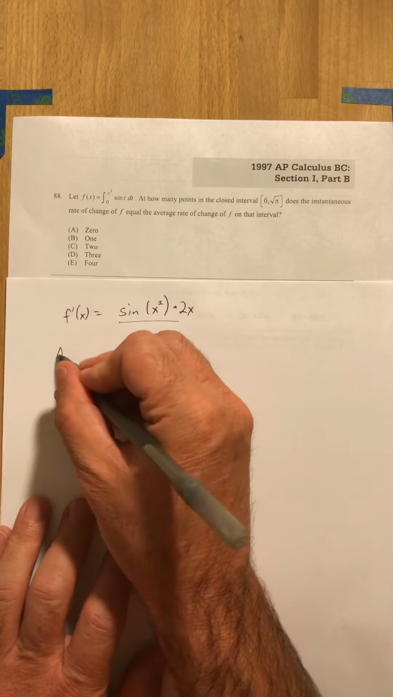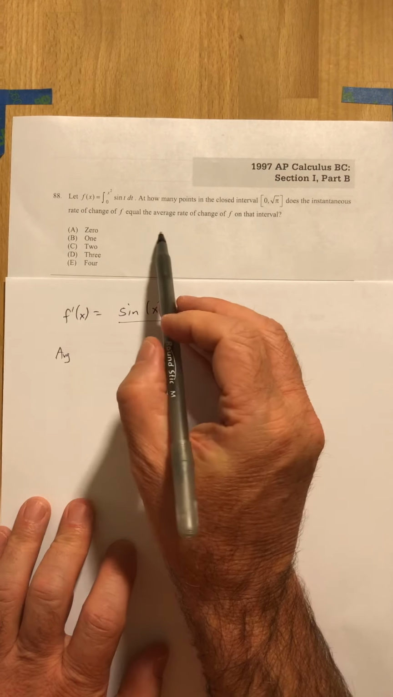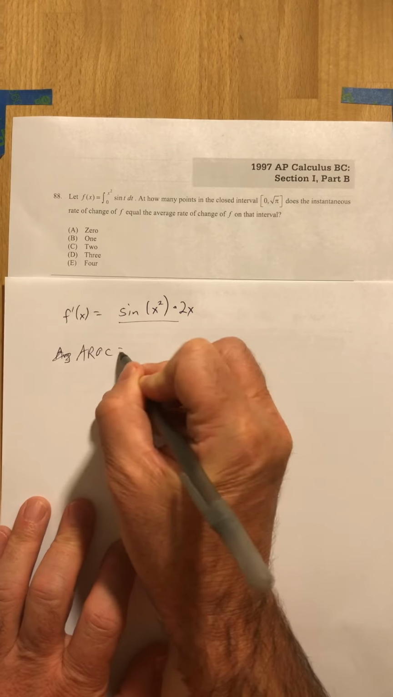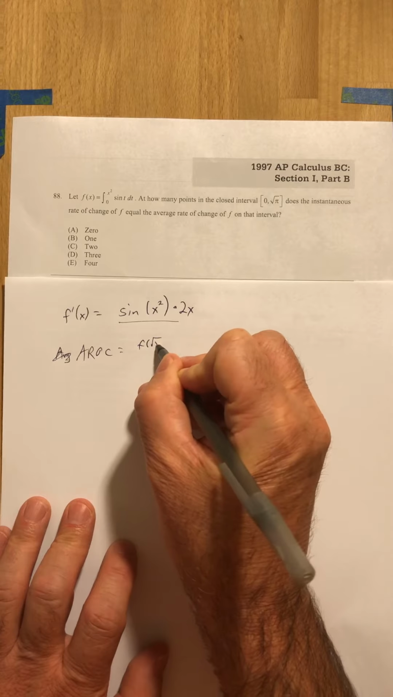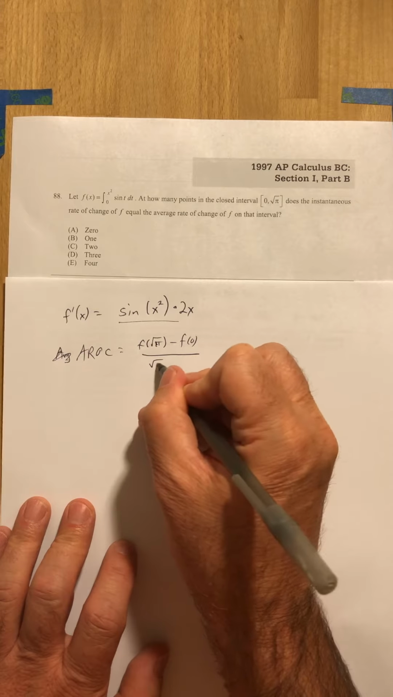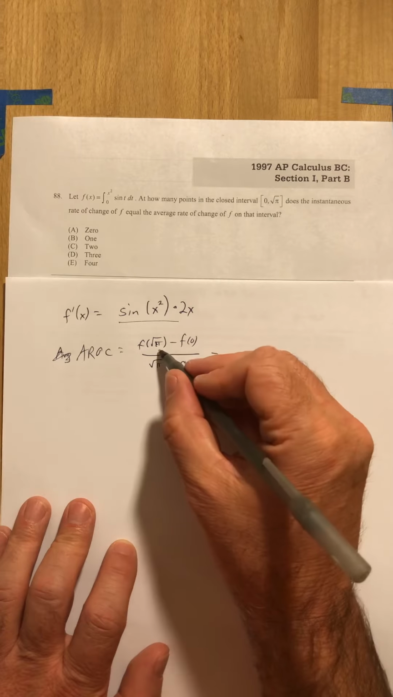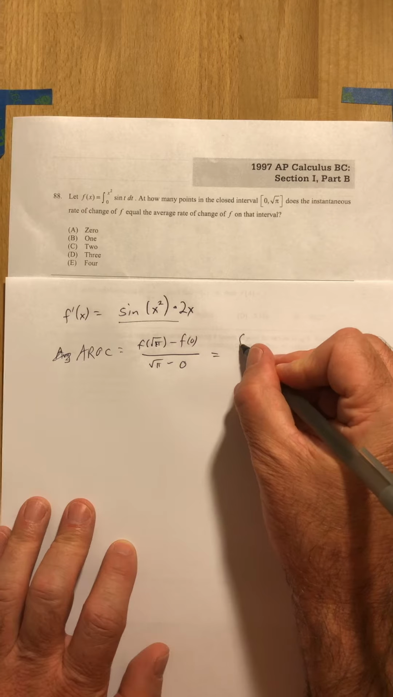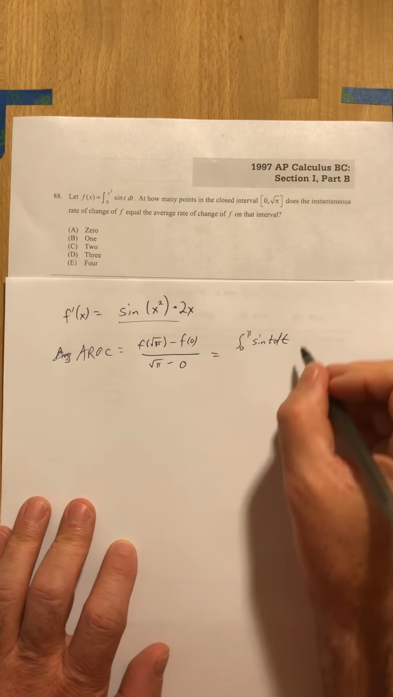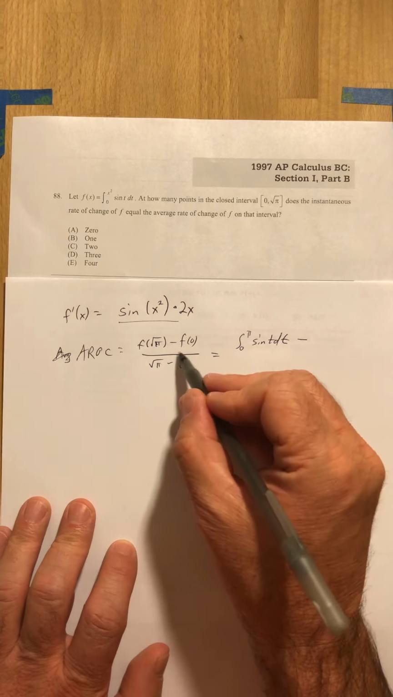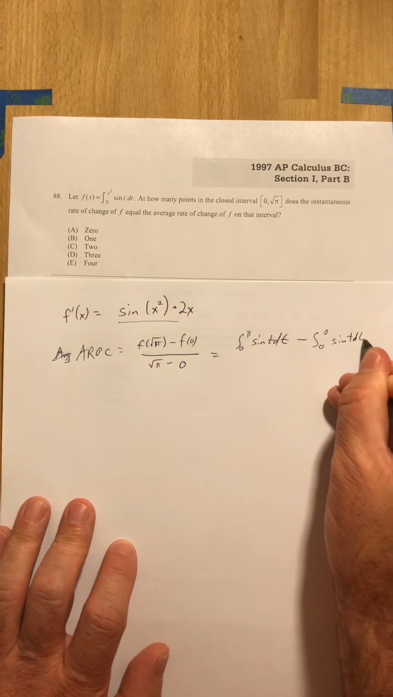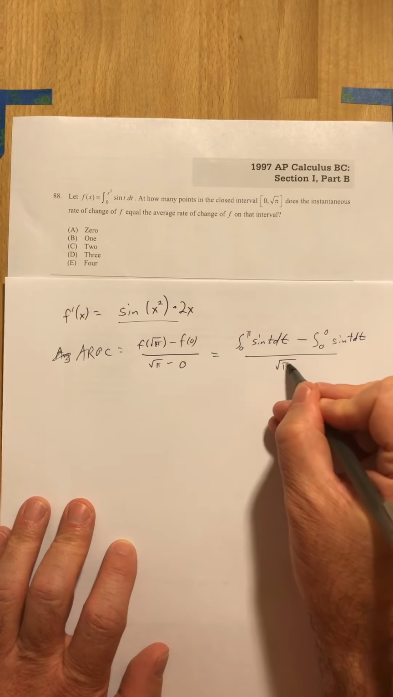The average rate of change, the AROC we'll call it, is simply f of root pi minus f of 0 all over root pi minus 0. F of root pi is going to be an integral from 0 to pi of sine t dt. And the f of 0 is going to be an integral from 0 to 0 of sine t dt. And I'm going to divide that by root pi.